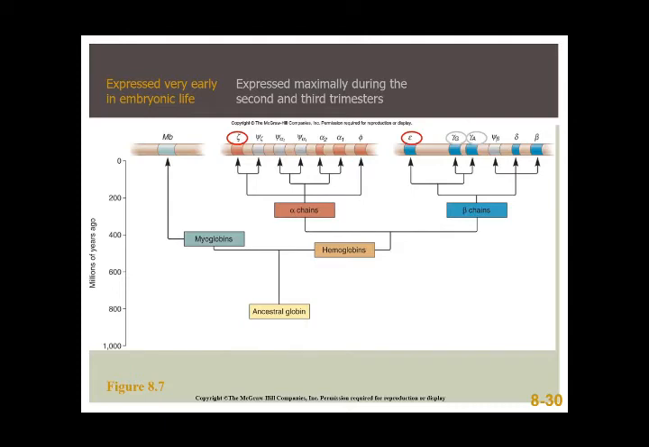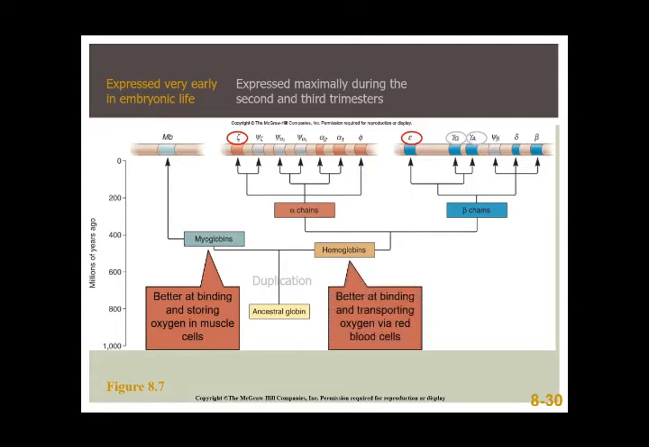Where does it come from? It comes from the same chromosome, same allele, but it is from a different polypeptide chain, which is the beta chains. So myoglobin is better in binding and storing oxygen in muscle cells. Hemoglobin is better in binding and transporting oxygen via red blood cells. So after birth, you have all three of them expressed: MB, myoglobin, alpha chains, and beta chains.